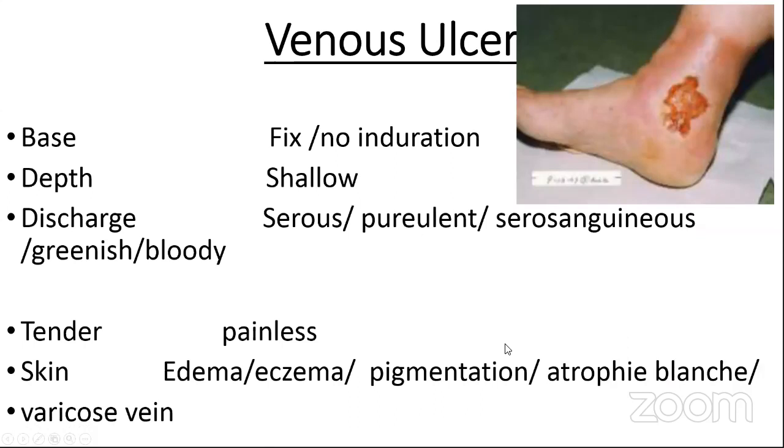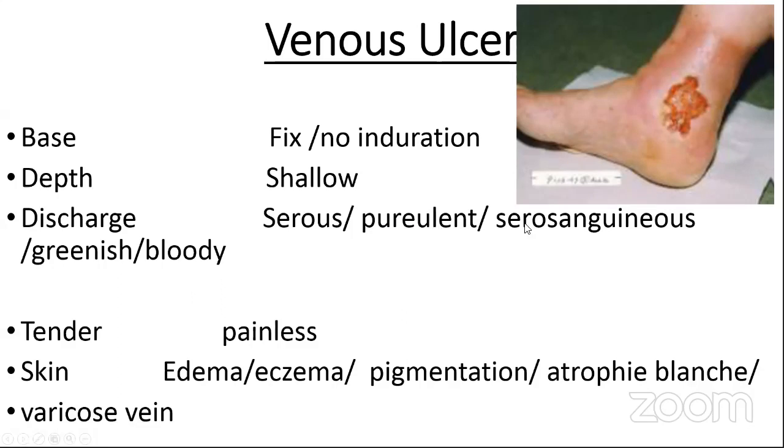Now, the venous ulcer base is usually not fixed to the deep structures. If it penetrates deeper, then it can get attached to the deep structure. There won't be induration, usually soft. But if there is induration, that means there is involvement of deeper structure. And it is a shallow ulcer, it is not extending deep like a malignant ulcer or even trophic ulcers. Discharge will be usually serous.